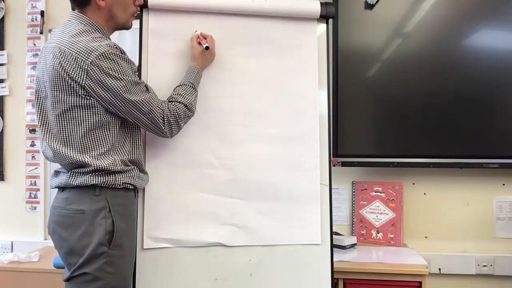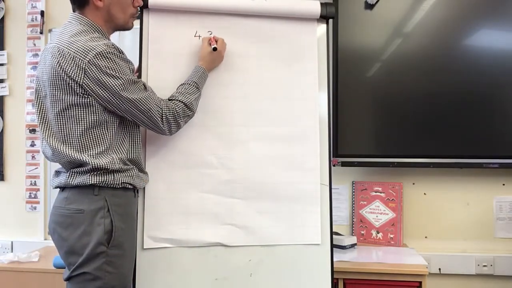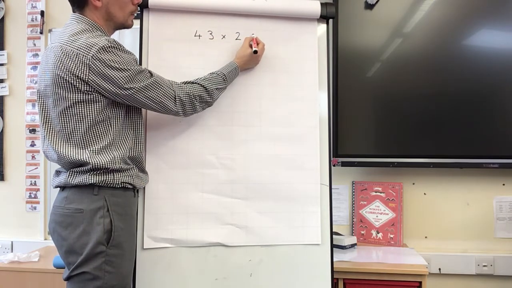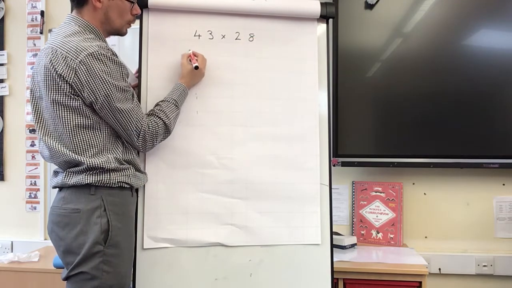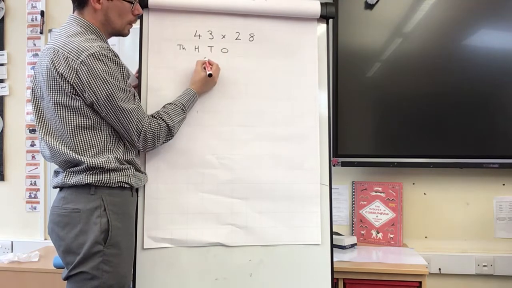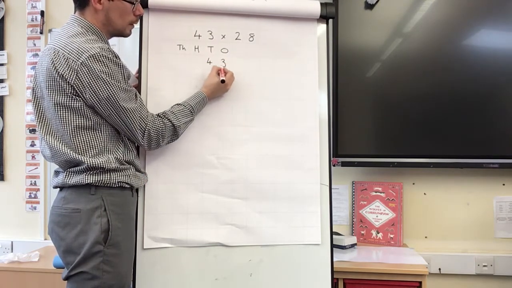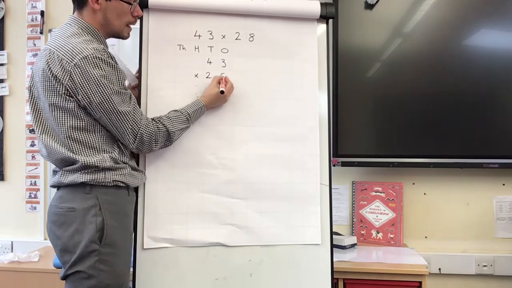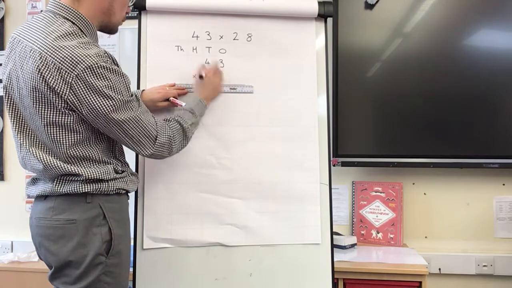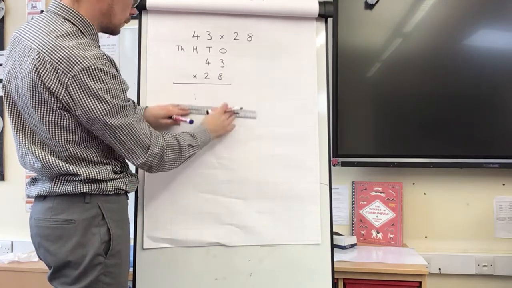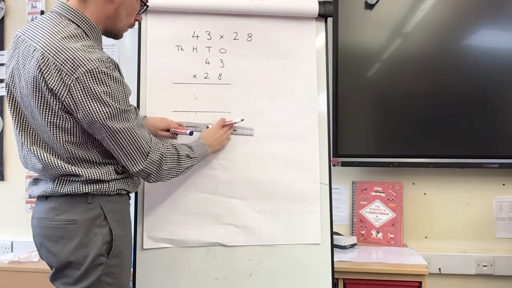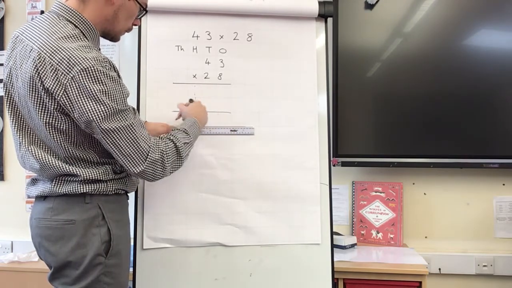Let's do 43 times 28. First thing I'm going to do, thousands, hundreds, tens and ones. And I'm going for 43 times 28. With the compact method, with short multiplication, I just need 2 lines, 2 rows of squares for my working out, and then an answer line where I add the parts up together.